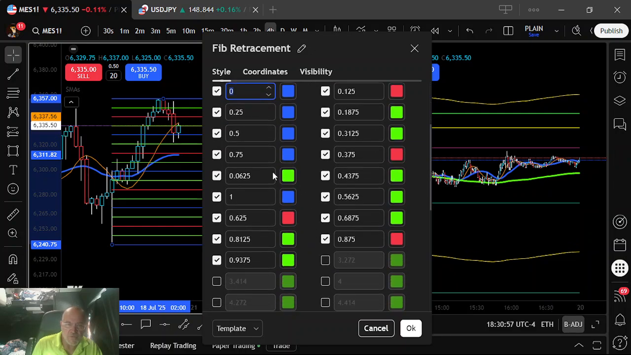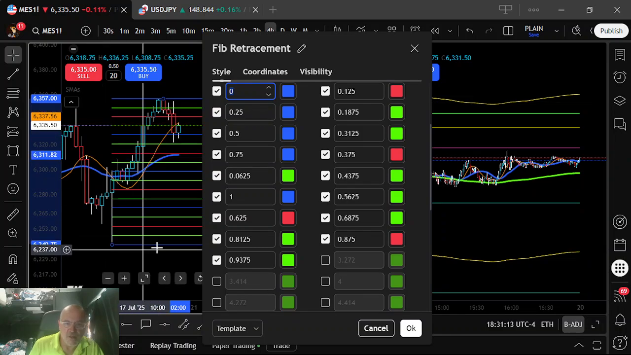You can go through a calculator, just do your sixteenths and you'll get your percentages to set, or you can just screenshot this and input them yourself. I have my own color scheme.